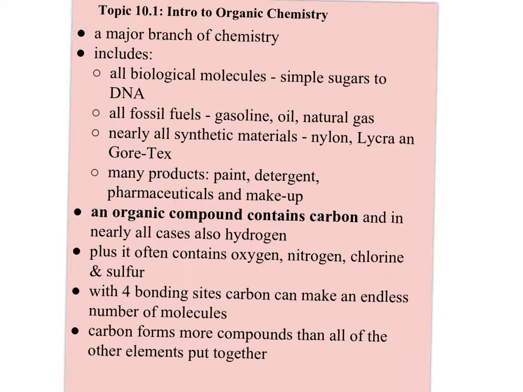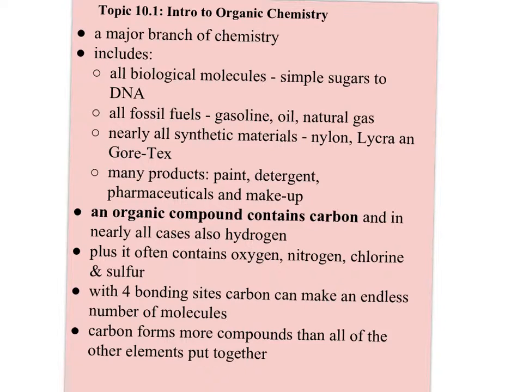So what defines it as organic? An organic compound is defined as any molecule containing carbon. And in nearly all cases, it's also going to contain hydrogen. There's a whole class of compounds that contain only hydrogen and carbon called hydrocarbons. But many times there's also oxygen, nitrogen, chlorine, or sulfur involved. So not just hydrocarbons, big category.